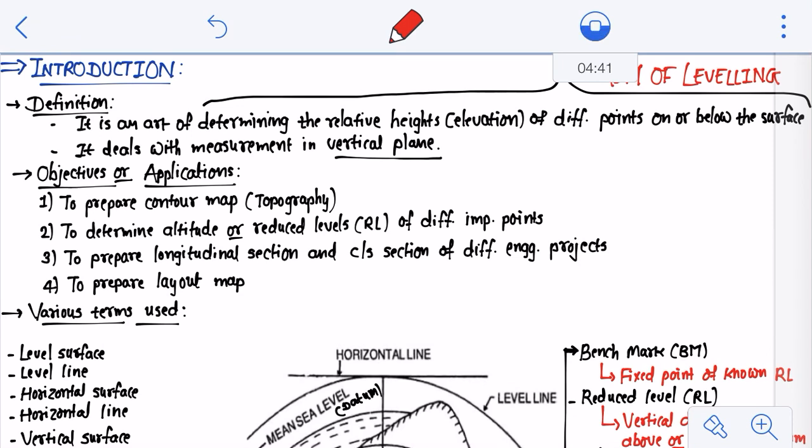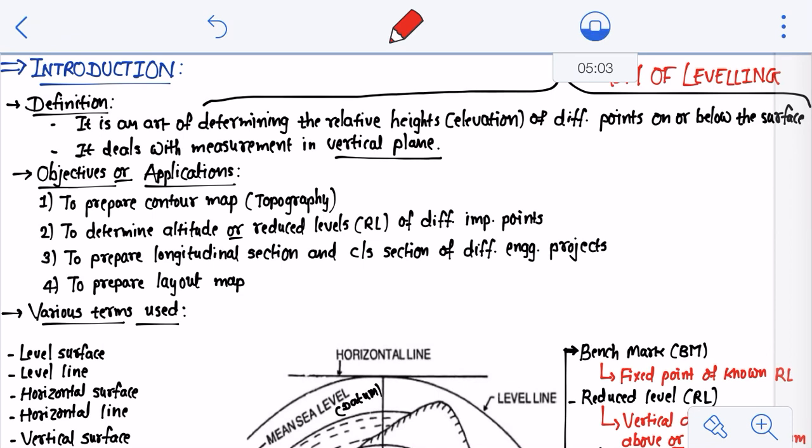So in linear measurements, you will try to measure the distance on the ground, right? And that has to be done on the horizontal plane. And in angular measurements, again, you will try to determine the angle between 2 points on the ground, but again that angle will be the horizontal angle, right? However, if you want to determine the angle between 2 points, but if it is a vertical angle, then it will come under your vertical plane and not the horizontal plane, right?